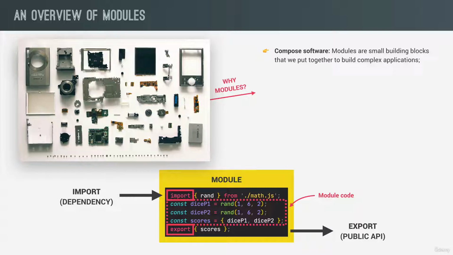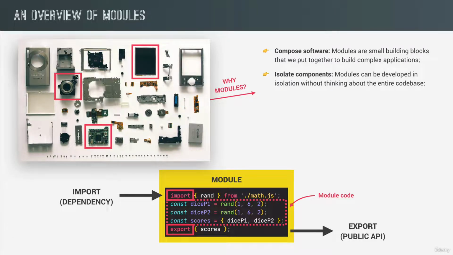Another big advantage of these camera modules is that each of them can be developed in complete isolation. So you can have one engineer working on the lens, and another one on the screen, and even another one on the controller module. And the best part of this is that each engineer can actually work on their own module without even understanding what the other engineers are doing, and also without understanding how the entire final camera works itself. And so, isolating components is another huge advantage of using modules.